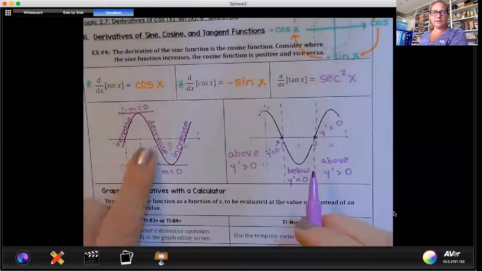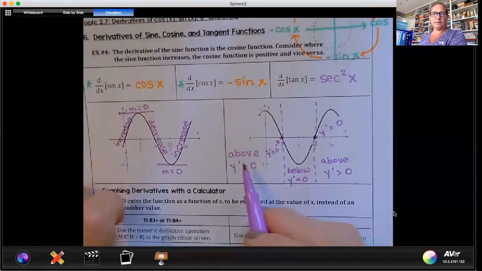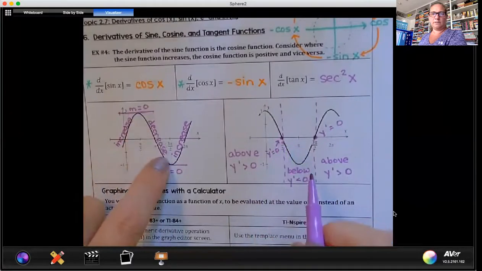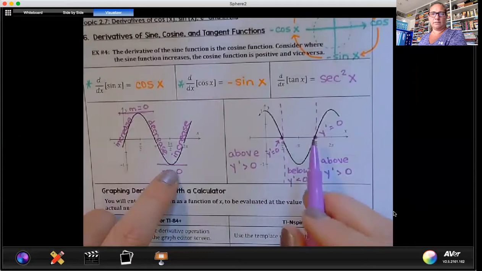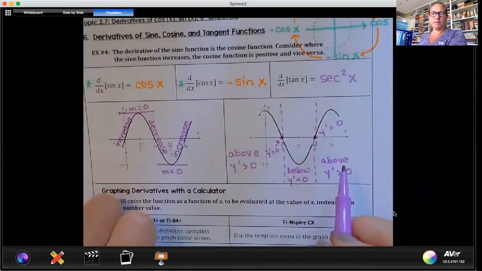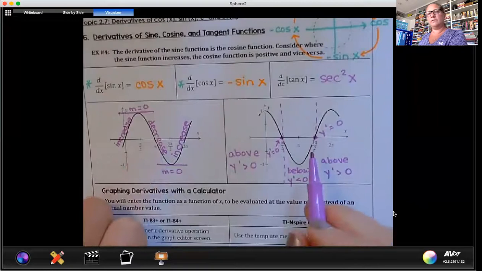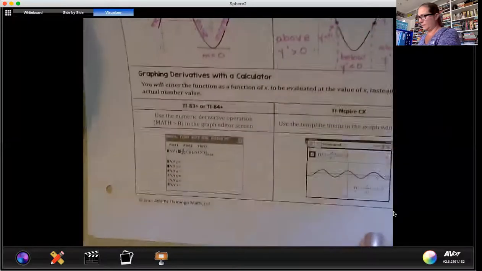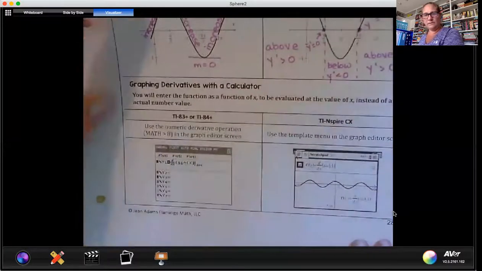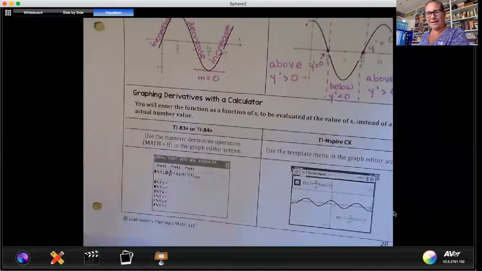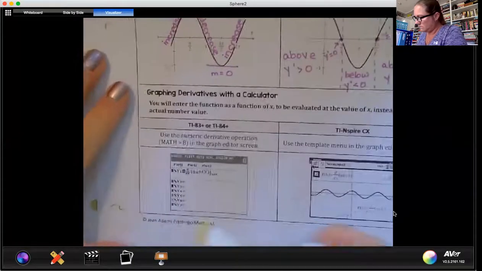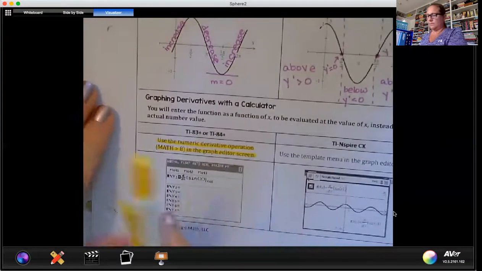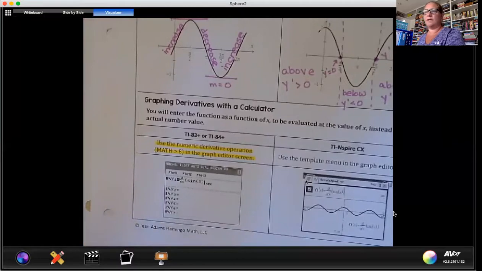And if you analyze this first graph: increase, above; slope is 0, y-intercept; decrease, below; y-intercept; increase, above. So you have your function and its derivative, which is why the derivative of sine is cosine. If you want to graph derivatives, you are going to use that Math 8 notation. And there are going to be times where you're going to want to check to see that the graph that you have created is correct.